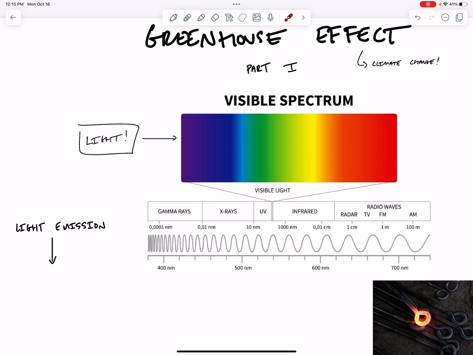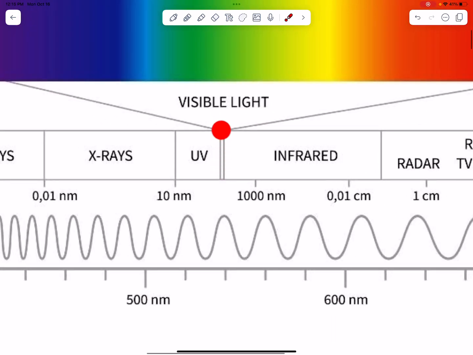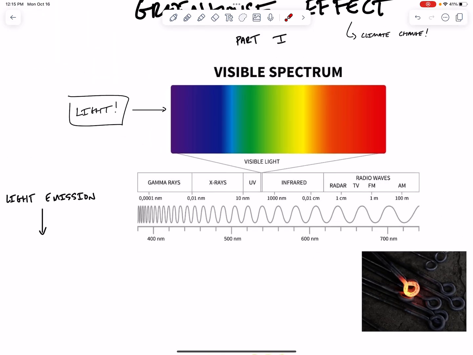And if we look at the entire electromagnetic spectrum, we see that visible light is only a tiny, tiny, tiny slice of all the light that exists out in the world. But we can't see it. The only light that we can see is this little small slice of the electromagnetic spectrum. Okay, so what is going on with all these other different types of light?